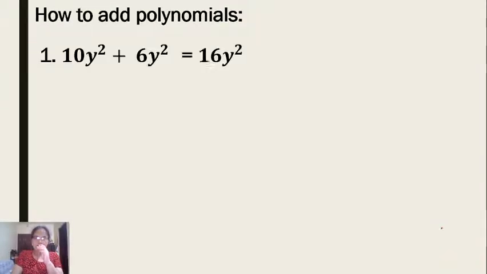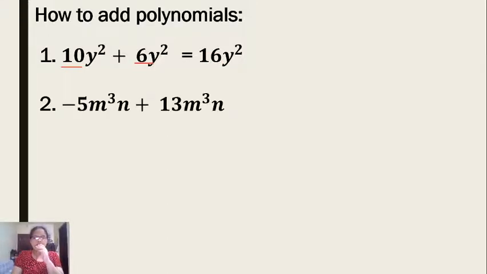How to add polynomials. Let's say you're given 10y squared plus 6y. That's very simple. You simply add the numerical coefficients, 10 plus 6, which is 16, and then copy the literal coefficient, y squared. Next, negative 5m cubed n plus 13m cubed n. You add the numerical coefficients, negative 5 plus 13, which is equal to 8, and then copy the literal coefficient, m cubed n.